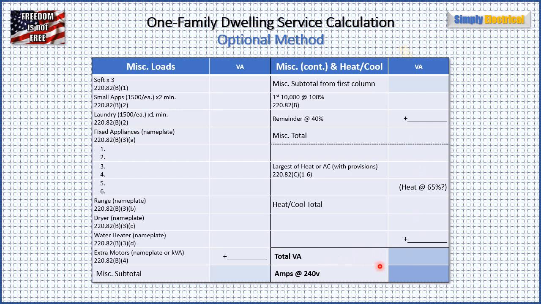But anyway, you're going to get your total for your heat and cooling and your miscellaneous total, add them together, get your total VA for the entire dwelling. You're going to divide by your voltage to come up with your amps. And that's how you size your service, your feeders, your conduit, all that stuff. Okay, let's get to our example.